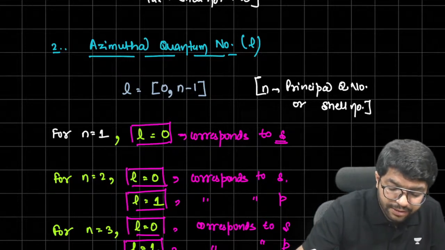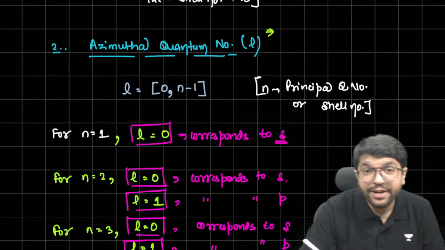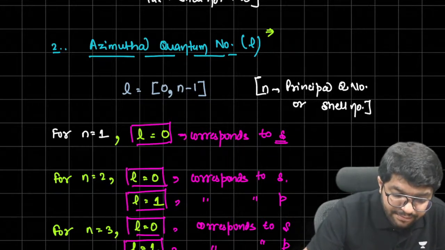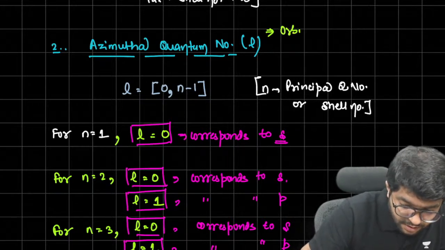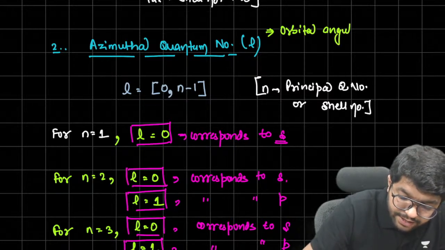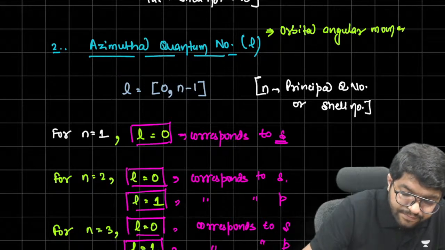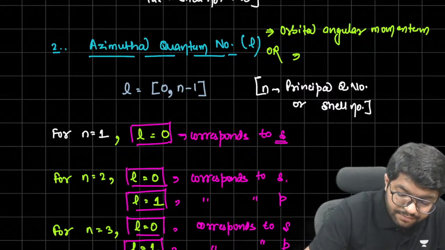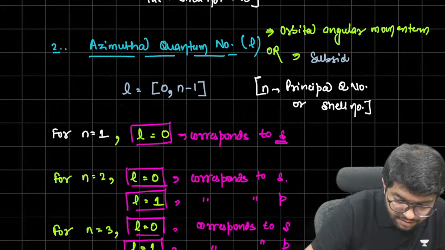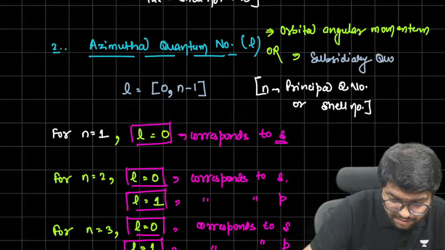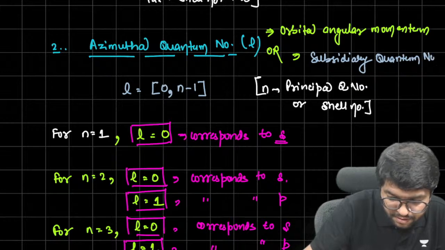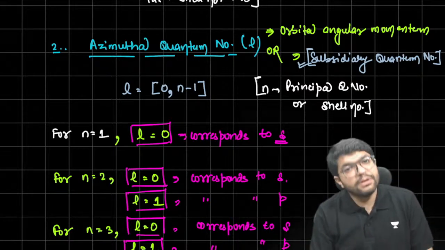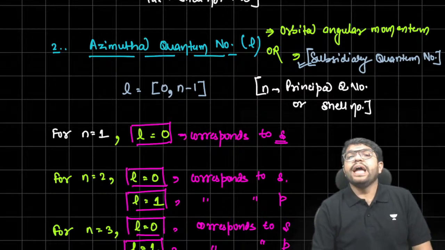Now, the one thing which I told you, let us pen it down as well. The azimuthal quantum number has different names: orbital angular momentum, or subsidiary quantum number. So there are three names to it: azimuthal quantum number, subsidiary quantum number, and orbital angular momentum.